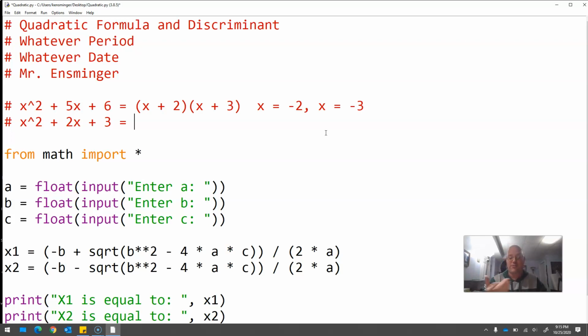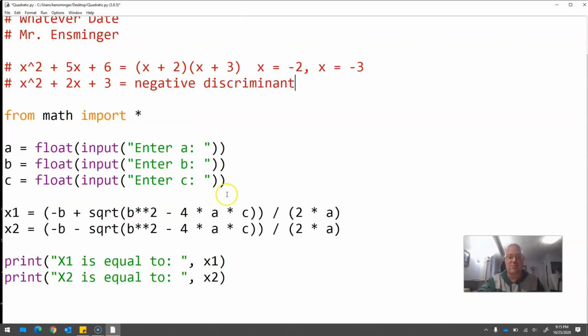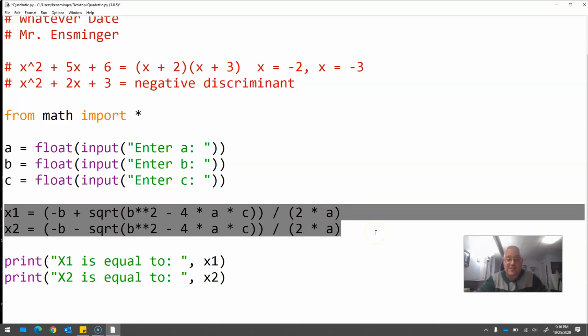But the quadratic formula will fail because you get a negative discriminant. And so I want to prevent the outcome of it crashing. And so what I'll do is I'll prevent the computer from doing that if in fact I have a negative discriminant, if I have a negative under the square root.